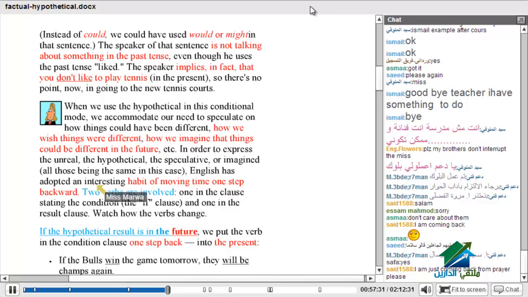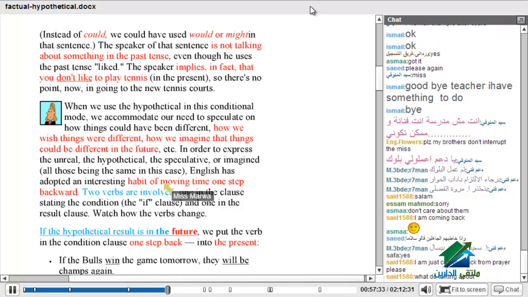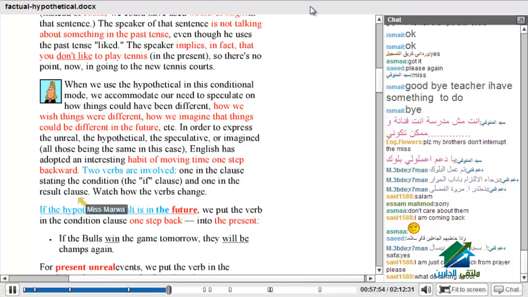English has adopted an interesting habit of moving time one step backward. Moving time one step backward. ده اللي أنا قلت عليه. It's not new. Two verbs are involved. يبقى إحنا we have two verbs: one in the clause stating the conditional, the if clause, and one in the result clause. يبقى إحنا عندنا يا جماعة we are playing with two verbs. One verb in the if clause, and the other one في الريزلت بتاعتها.